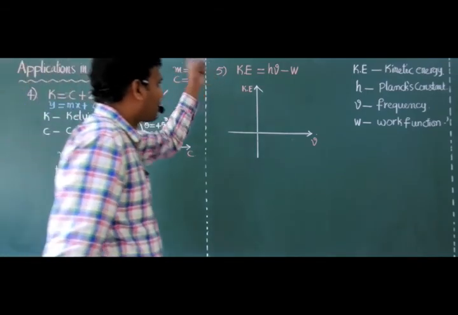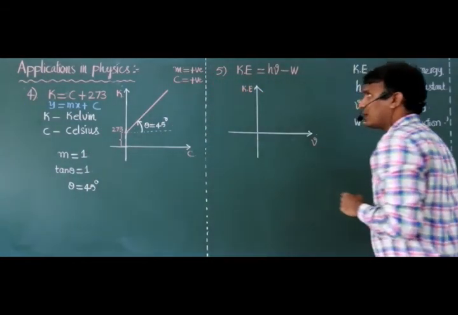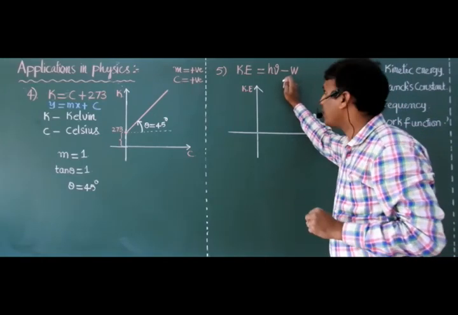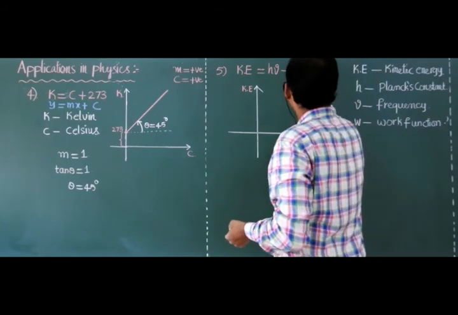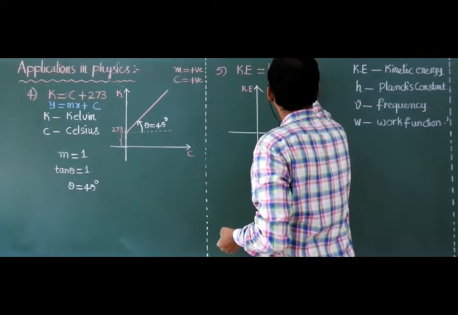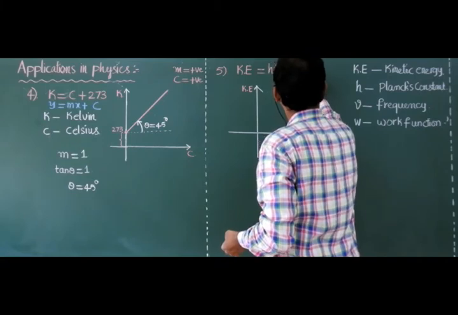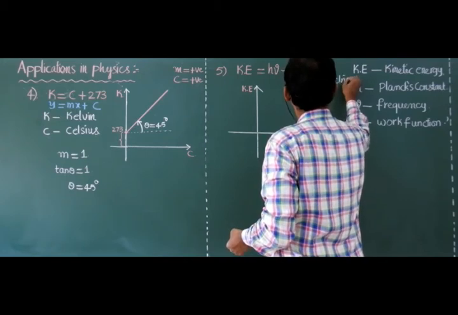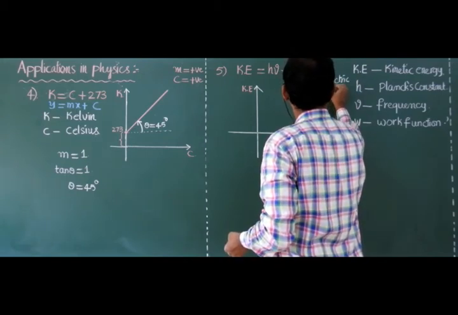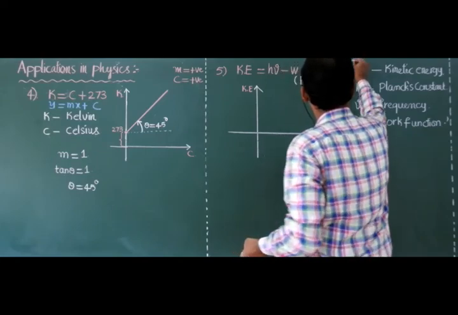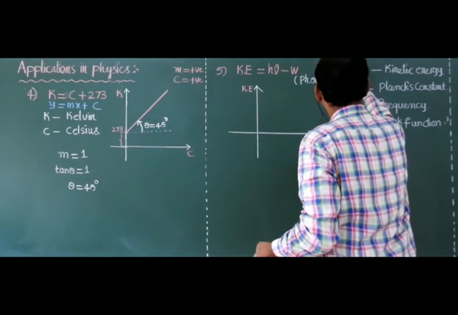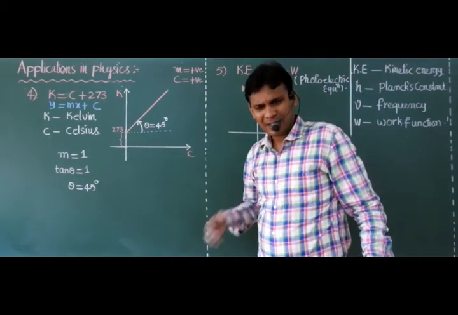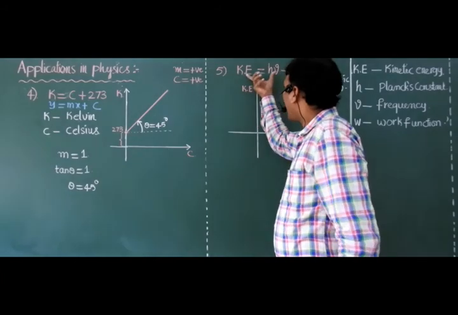Right. Next one. Last one. Fifth application. This equation we will discuss in second PUC. It is the photoelectric equation, called the photoelectric effect or photoelectric equation. Forget about all these terms first of all. We just want to know the form of this equation.